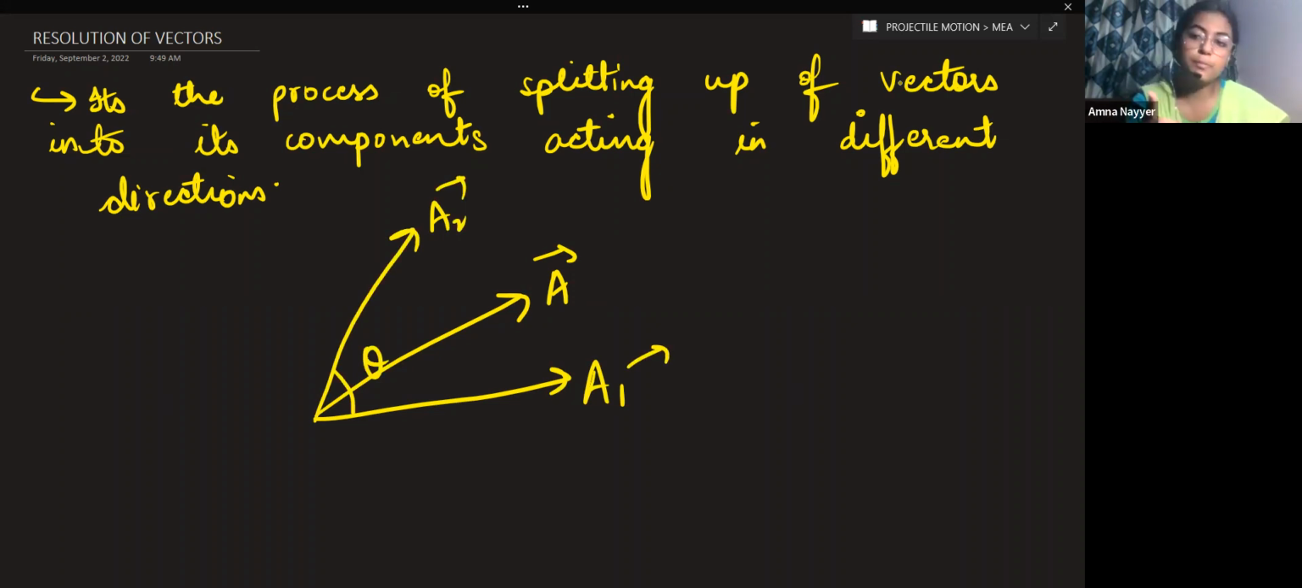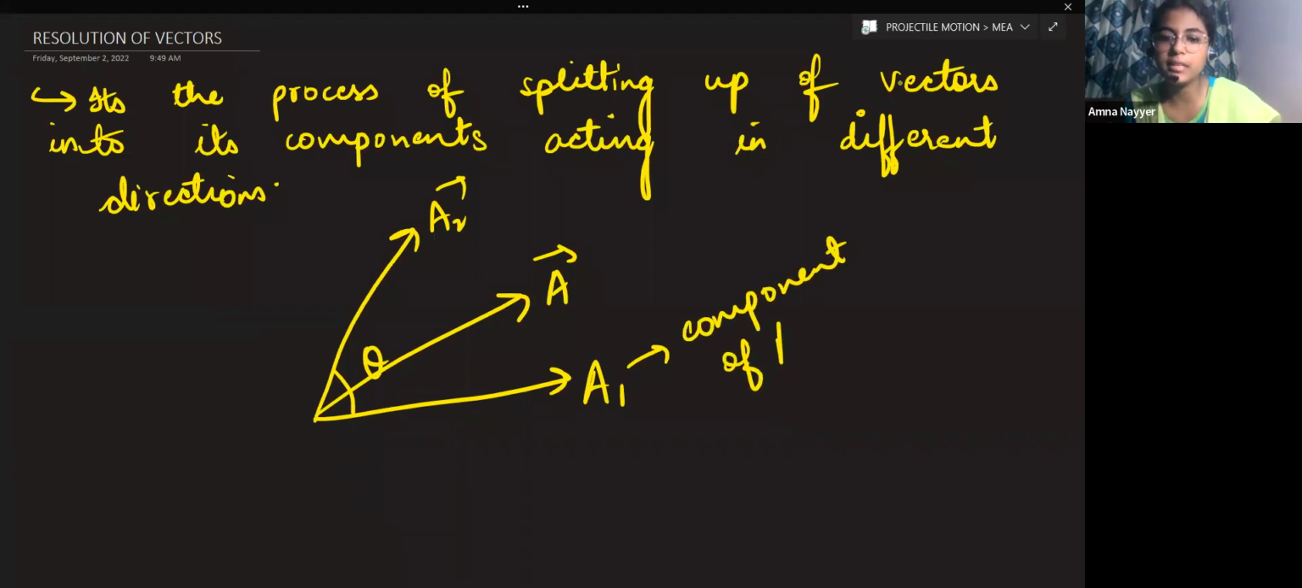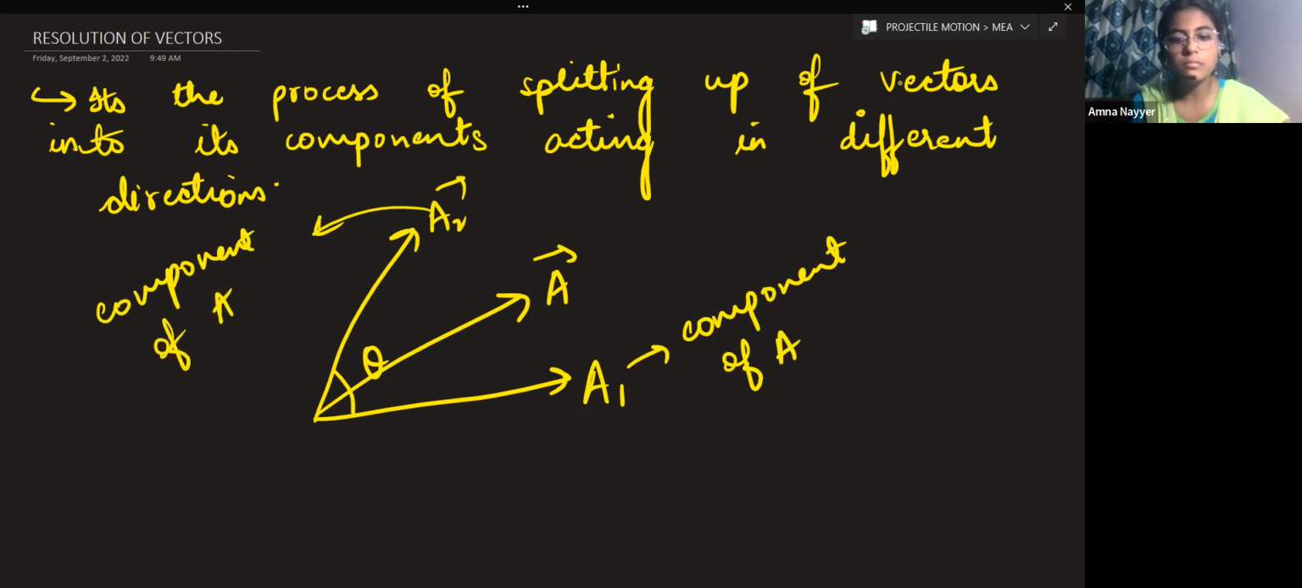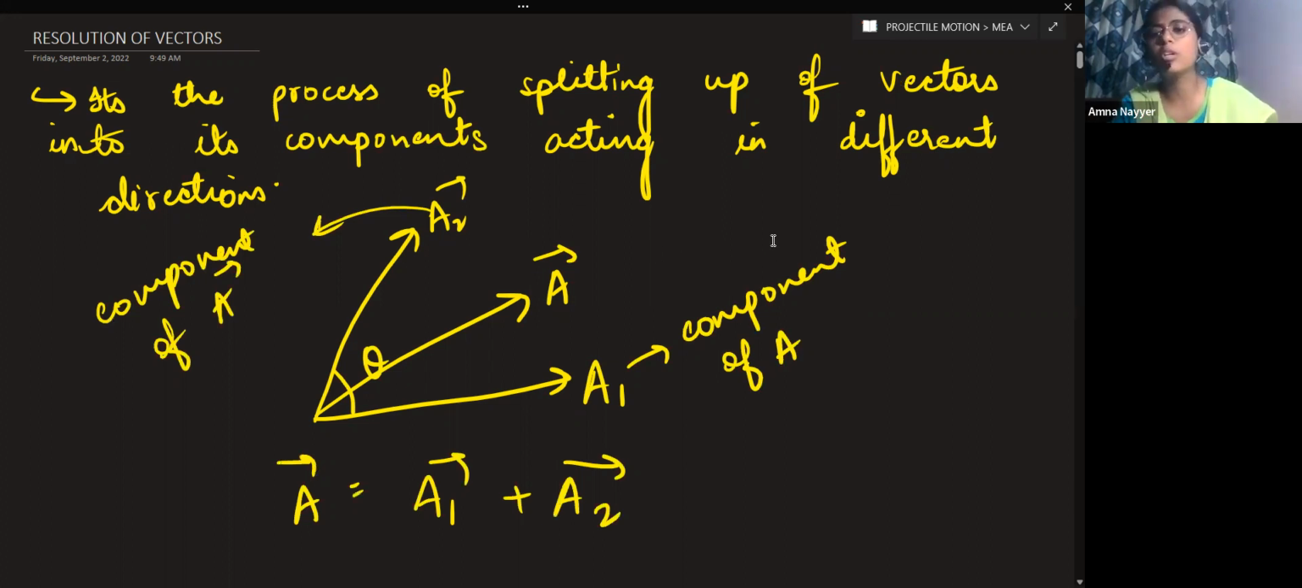Especially Maha and Fatima, you pay attention to this resolution part, because in laws of motion, resolution of vectors is required a lot. So this is a component of A. This is also a component of A. But A is actually what? This vector A is made up of A1 plus A2. This is what you call the process of resolution of vectors.